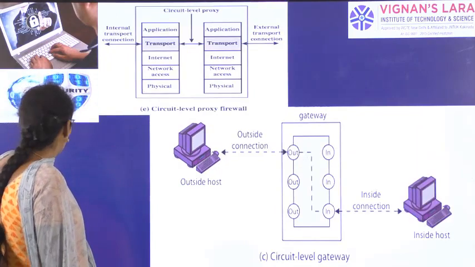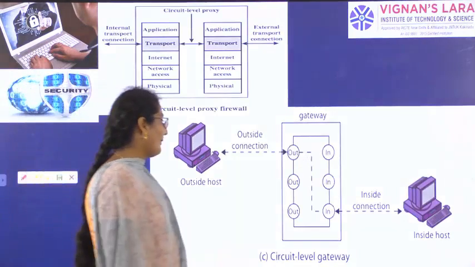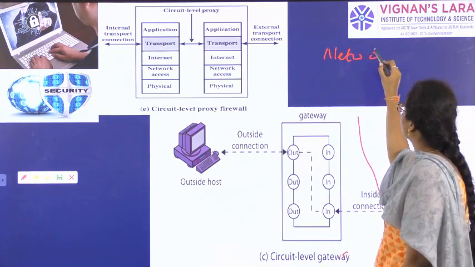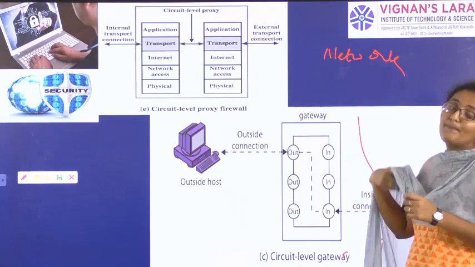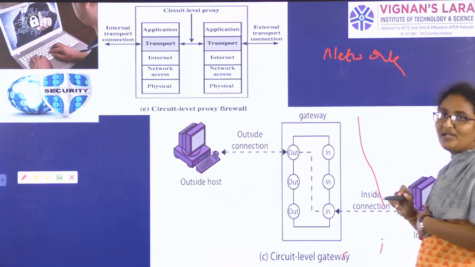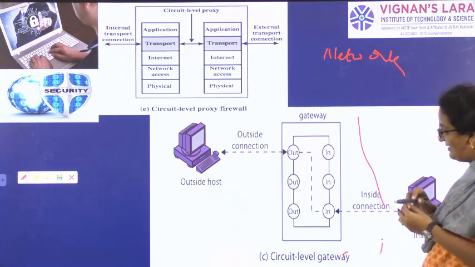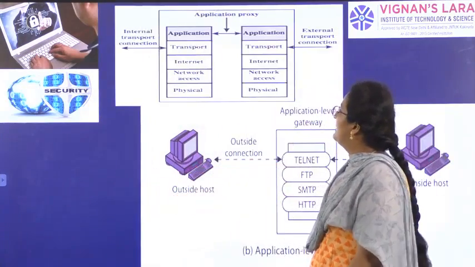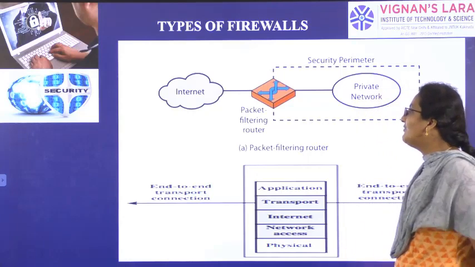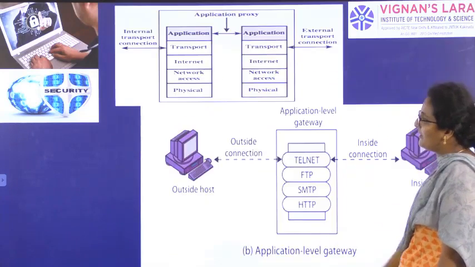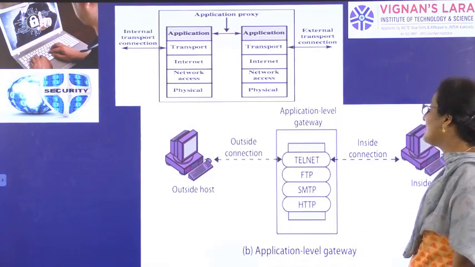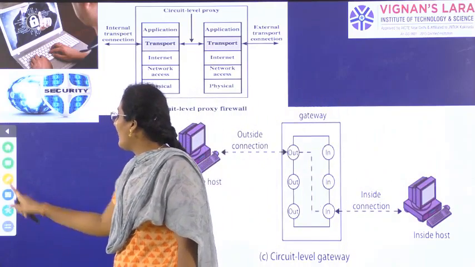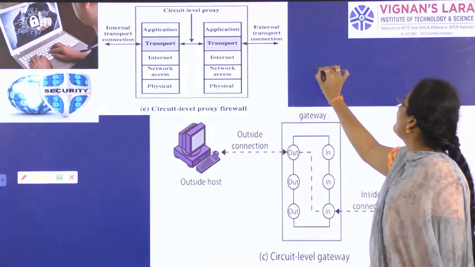So what is the third type of firewall? Circuit level gateway. In the first firewall we have seen communication in the network layer. The first firewall is packet filtering router. Here communication happened in the network layer. The second one is application level gateway. Here communication happened in the application layer. The third one is circuit level gateway. Here the communication will happen in the transport layer.